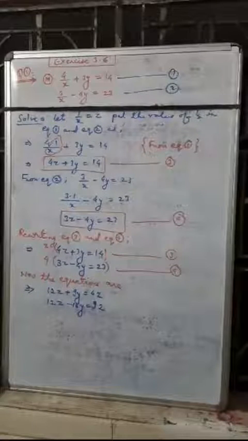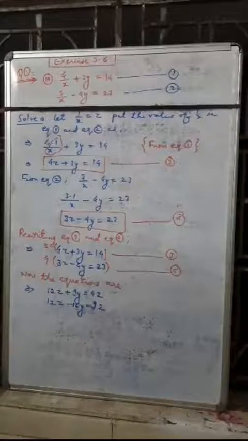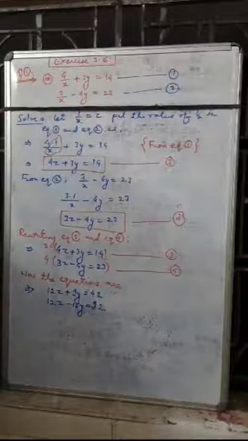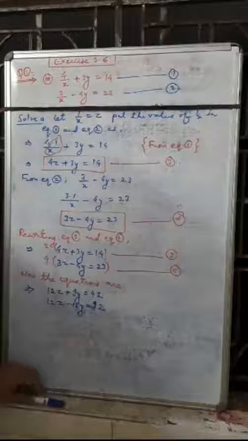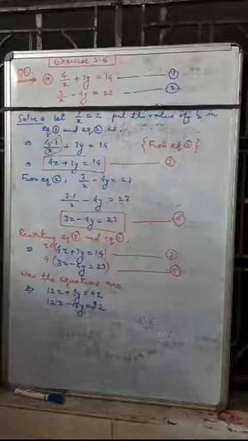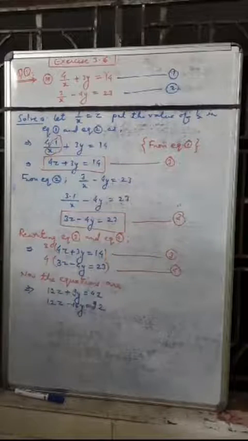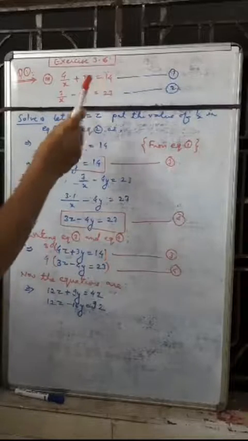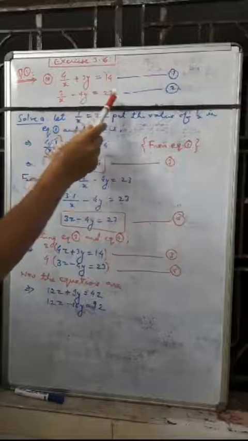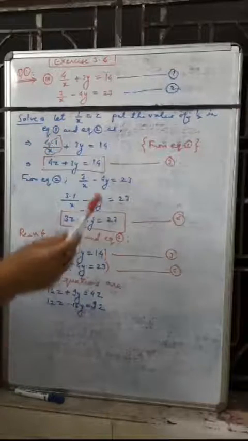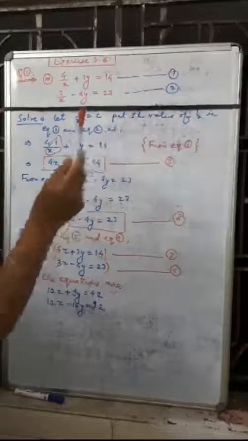Students, now we will solve exercise 3.6, question number 1, part 3. The question is 4 by x plus 3y is equal to 14, and 3 by x minus 4y is equal to 23. We can assume these are equation number 1 and equation number 2.